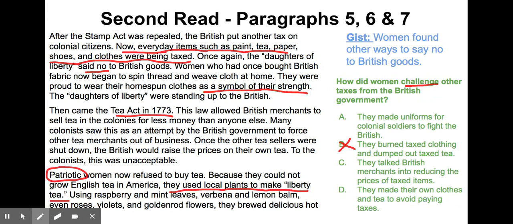I also know that they didn't talk to them to say, okay, can you lower your prices? So that doesn't make any sense. I'm going to cross that out as well. So either they made uniforms for colonial soldiers to fight the British, or they made their own clothes. It talks about soldiers, I thought a little bit, but I don't remember it in here. But I do know that they made their own clothes, and that was in the other paragraphs, but also here it says that they made tea. Bingo. D. If you also got D, give yourself a pat on the back. Excellent job.